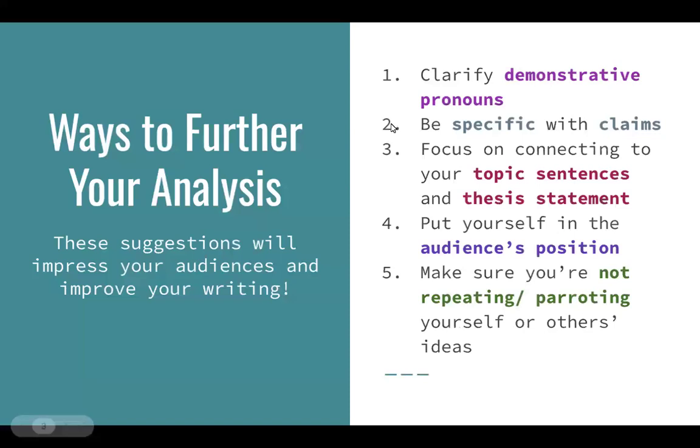There are a couple ways to further your analysis. I'll talk about each now, and then I'll go into more detail. First, you can clarify your demonstrative pronouns or remove them. Second, you can be specific with the claims you're making. Third, you can focus on connecting to your topic sentences and thesis statement. Fourth, you can put yourself in the audience's position. And fifth, you should make sure you're not repeating or paraphrasing yourself or others' ideas without correct citation attribution. We'll go into more detail about that.